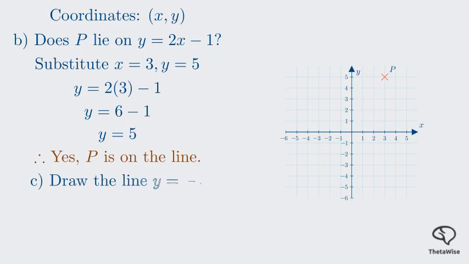Finally, part C asks us to draw the line with the equation y equals -4. A y equals equation represents a horizontal line where every single point has a y-coordinate of -4. We find -4 on the vertical y-axis and draw a straight horizontal line passing through it across the entire grid.